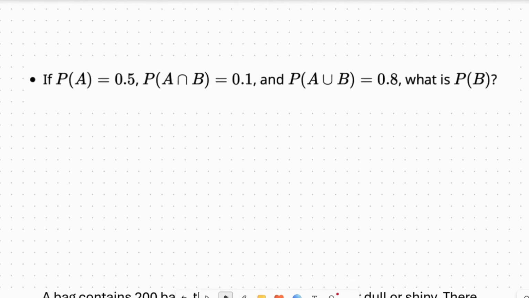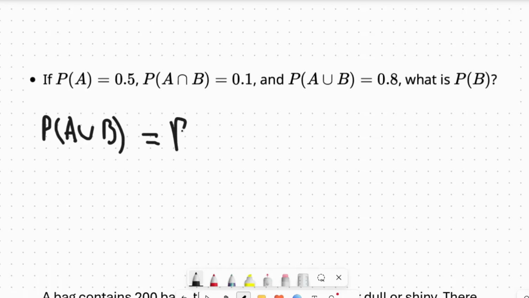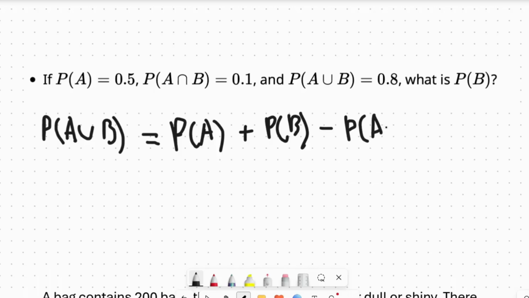Now solve this one. We have to find probability of B. We know the formula: probability of A union B equals probability of A plus probability of B minus probability of A intersection B. From here we have to find probability of B.